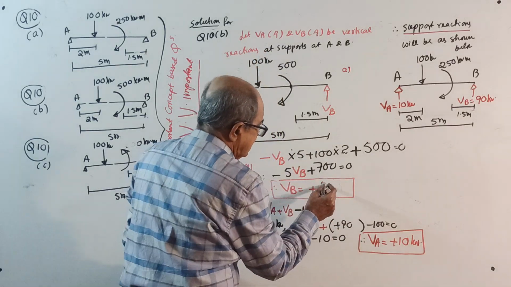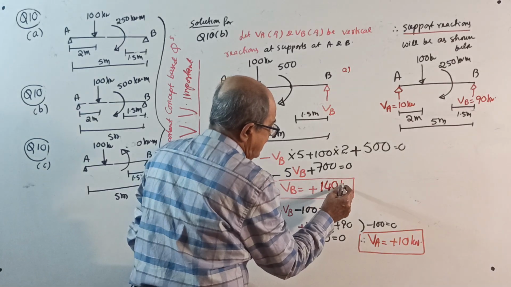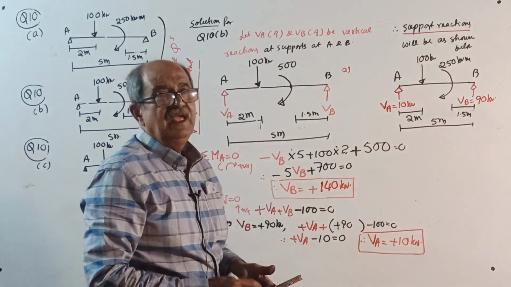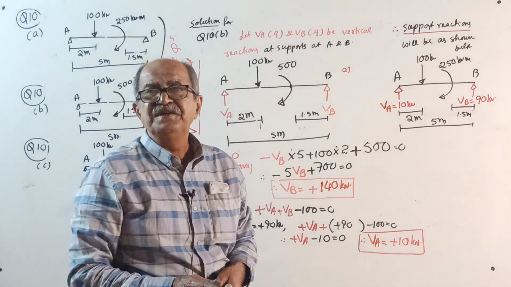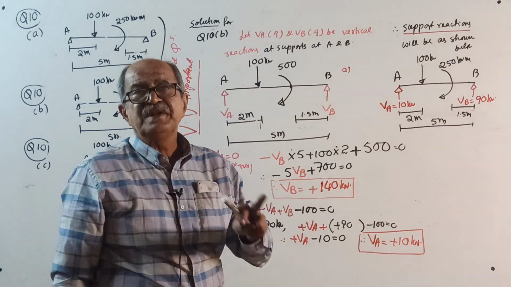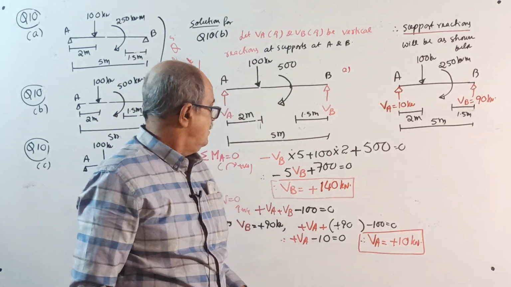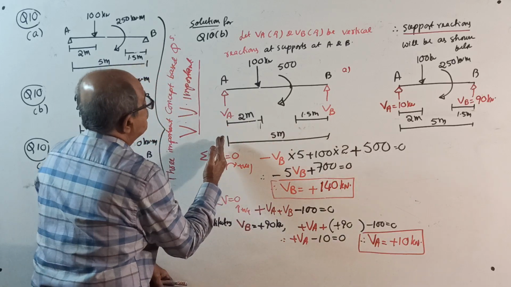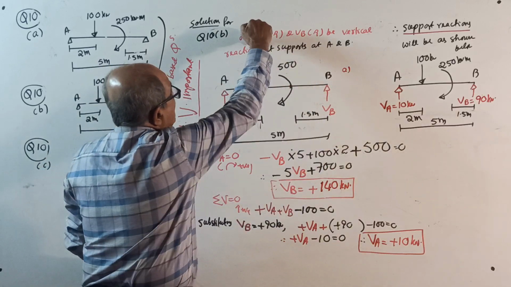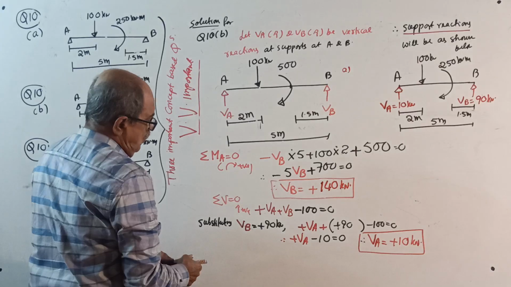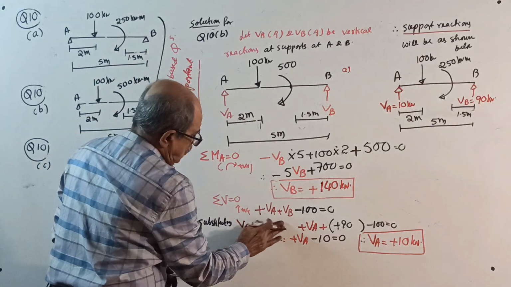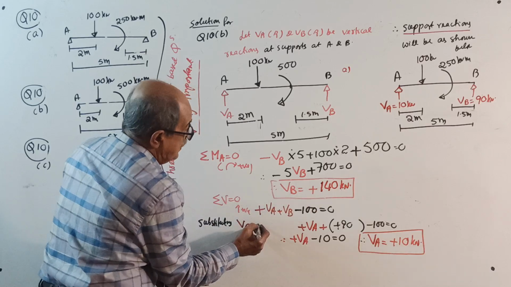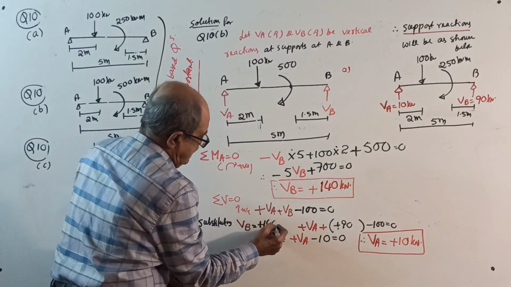Whatever you get, I told repeatedly, when you write equilibrium equation, don't write 140. In my class, I insist always write the answer with sign, plus 140. Okay. Sigma V equals 0, upward positive: plus VA plus VB minus 100 equal to 0. Substitute VB equal to whatever you got. What you got? Plus 140 kilonewton.